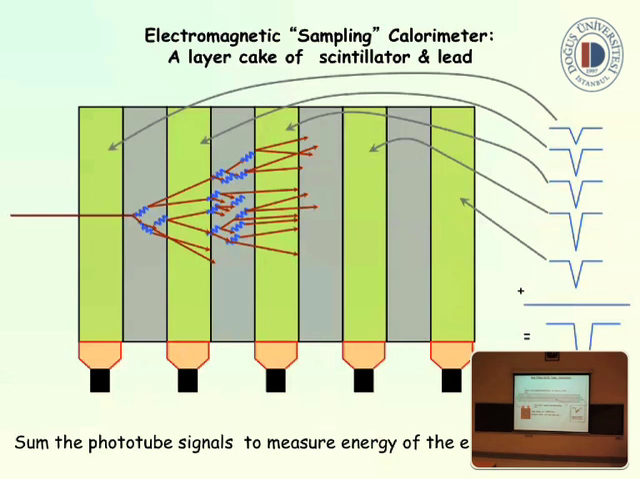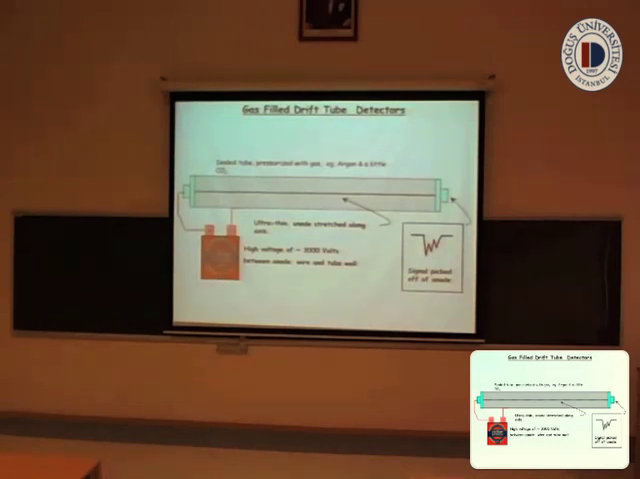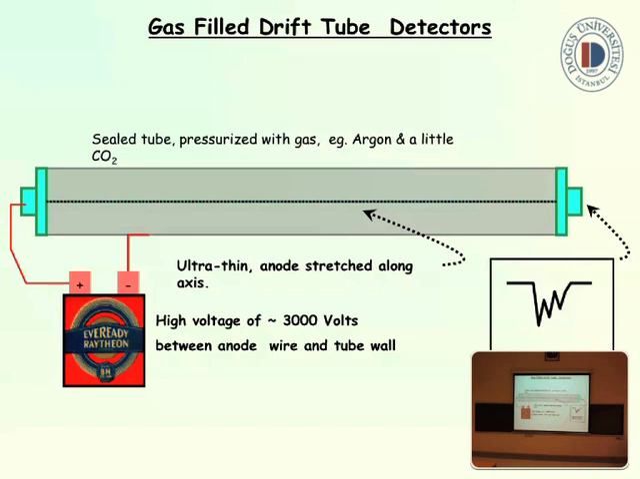Okay, the next method that we use is the gas-filled drift tube detectors. This is again a simple example of this principle. So we have a sealed tube with gas inside. It can be argon with a little bit of CO2, and then we have an ultra-thin anode wire stretched along the axis, and a high voltage of about 300 volts between the anode wire and the tube walls, and the signal is picked off the anode.